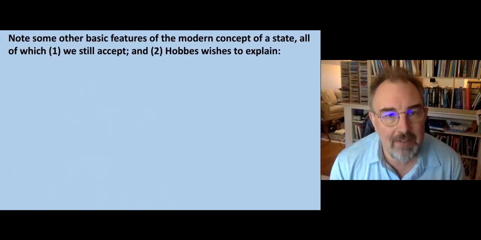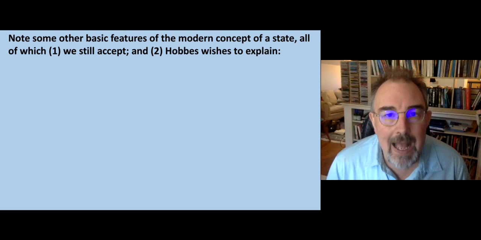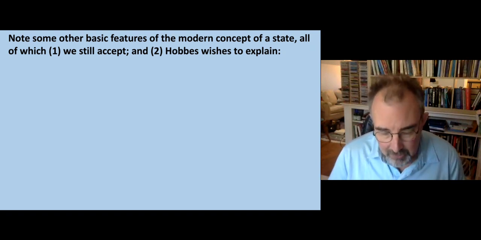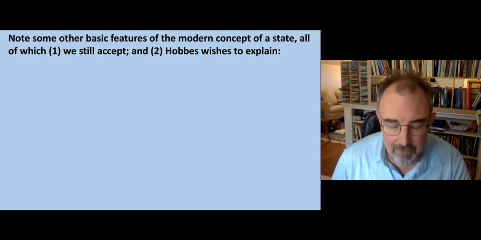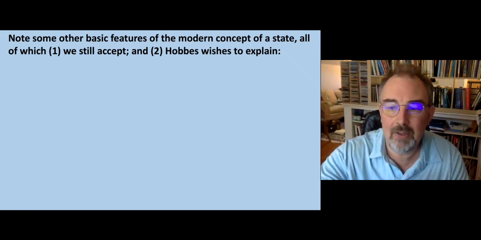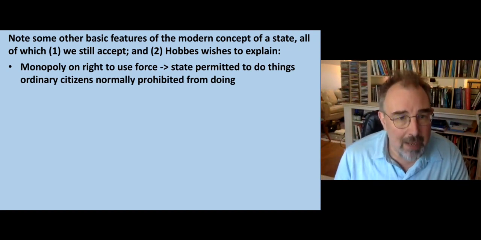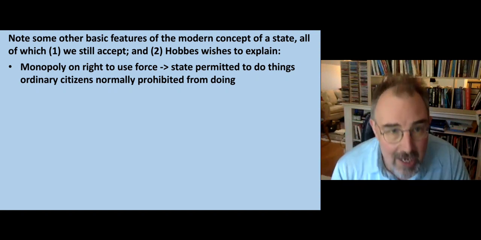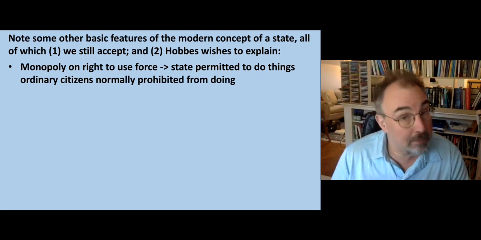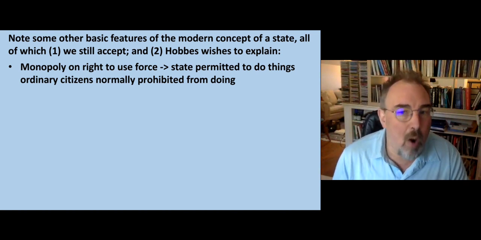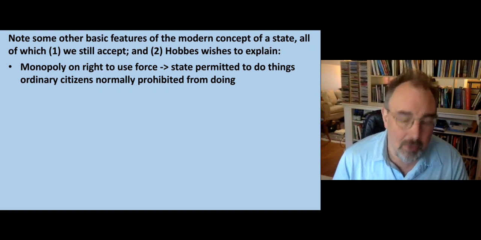There are some other important basic features of the modern concept of the state that I want to highlight, all of which I think, first of all, we still accept, and which Hobbes wishes to explain. So, Hobbes is still very relevant for us because he's trying to offer an account, as we'll see, of things that we still are inclined to intuitively regard as plausible. The first is an implication of something I've already talked about, the monopoly on the right to use force. It's an implication of the idea that the state has a monopoly on the right to use force that, perhaps puzzlingly, the state is understood to be morally permitted to do things that private citizens are normally prohibited from doing.